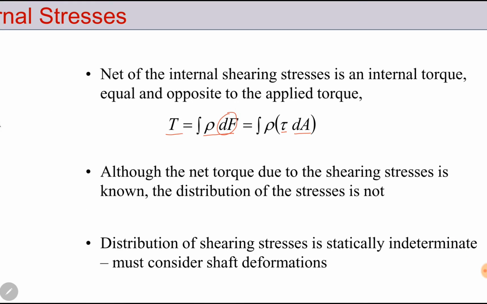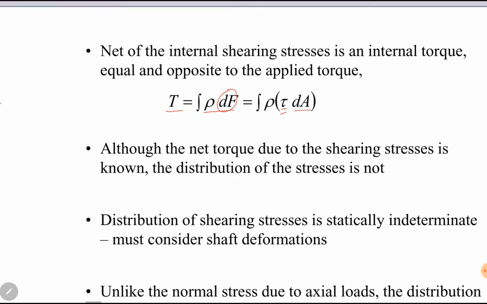Although the net torque due to shearing stresses is known, the distribution of stresses is not known. So we can find the net torque due to these shearing stresses tau, but we do not know the distribution of stress, where the stress will be maximum and where it will be minimum. The distribution of shearing stresses is statically indeterminate, and we must consider shaft deformation. So we need to know the shaft deformation in order to calculate this indeterminate value of shear stress.